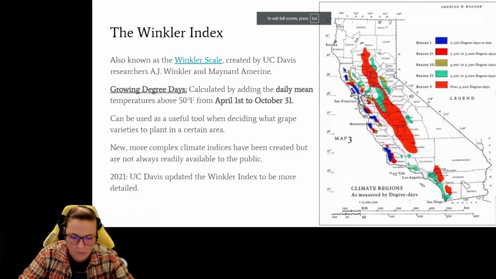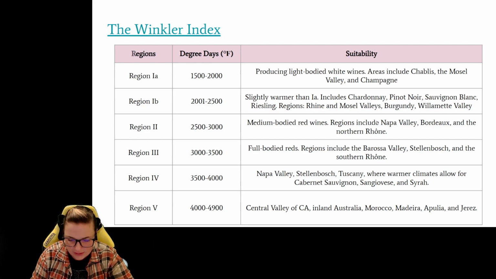Okay. Perfect. So here's a good example. I'm going to laugh if Barossa Valley is on here. Okay. So this is a good example of regions and the Winkler Index that it's associated with, right? So region 1A, 1B. 1A, you think about Chablis, Moselle Valley, and Champagne. These are very cold areas that produce some fantastic white wines, right? Region 1B is slightly warmer than 1A, of course. There we have Chardonnay, Pinot Noir, Sauv Blanc, Riesling, Rhine, also more of the Moselle Valleys, Burgundy, and Willamette Valley in Oregon.